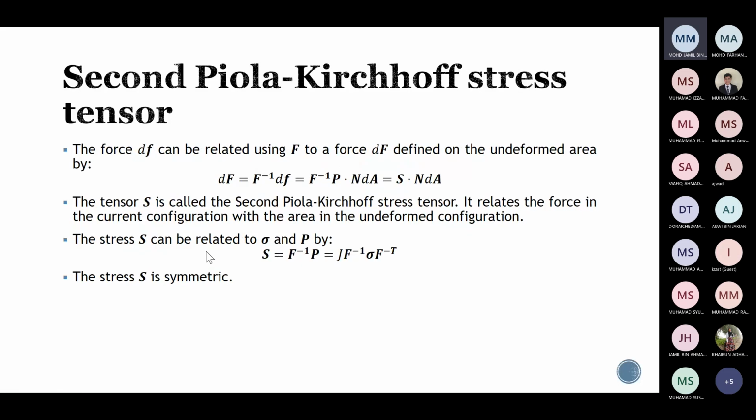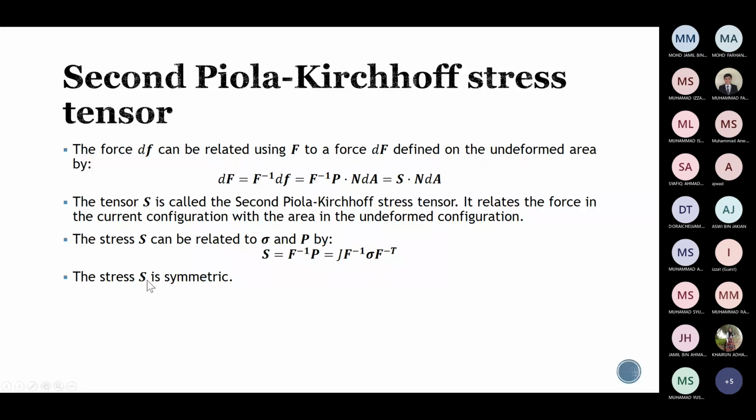Next we have the second Piola-Kirchhoff stress tensor. The second Piola-Kirchhoff stress tensor basically relates the force in the undeformed area, or undeformed body, to the force in the undeformed configuration. So this is just the definition and derivation. To calculate the second Piola-Kirchhoff stress tensor S, we use this formula: F inverse times P, which equals J times F inverse times sigma times F inverse transpose.